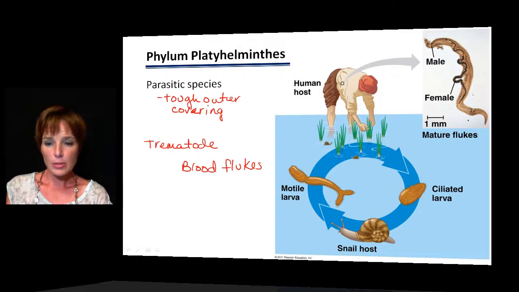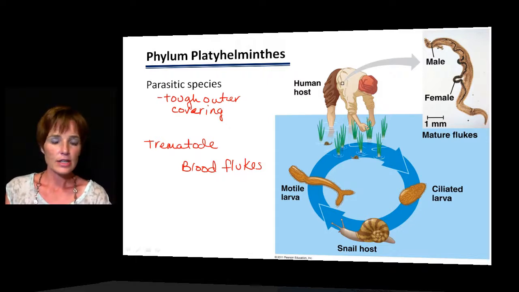So when we're talking about the blood fluke, it completes part of its life cycle in a snail, so that's going to be the larval stages. And then it needs to infect a human so that it can complete the adult stages and reproduce. So if we don't have both of those different organisms, then we don't get a full life cycle.